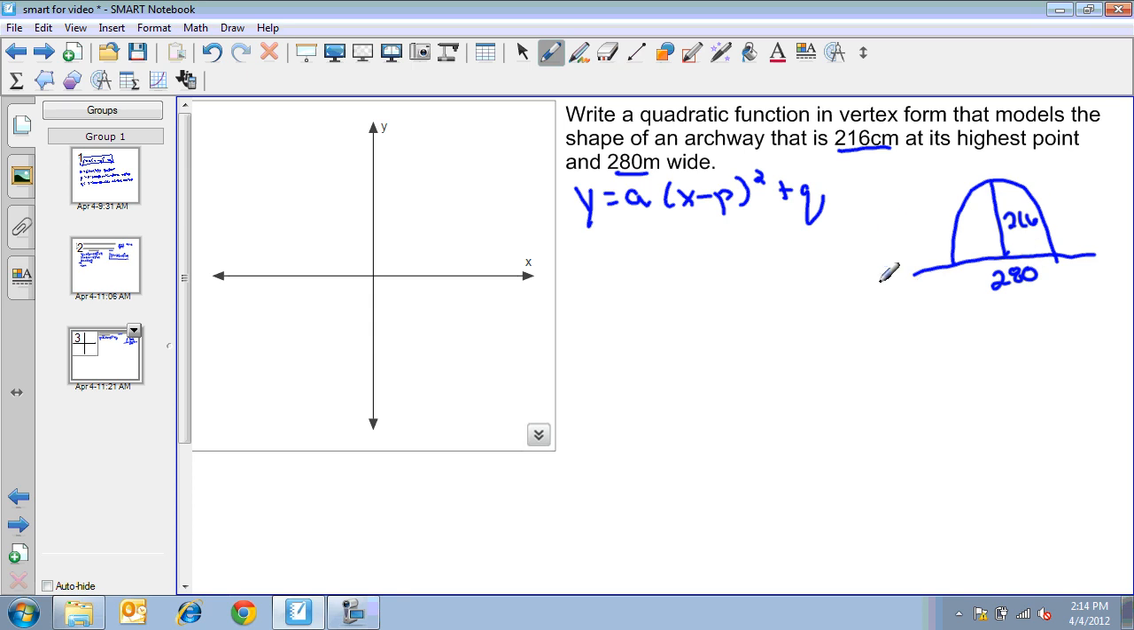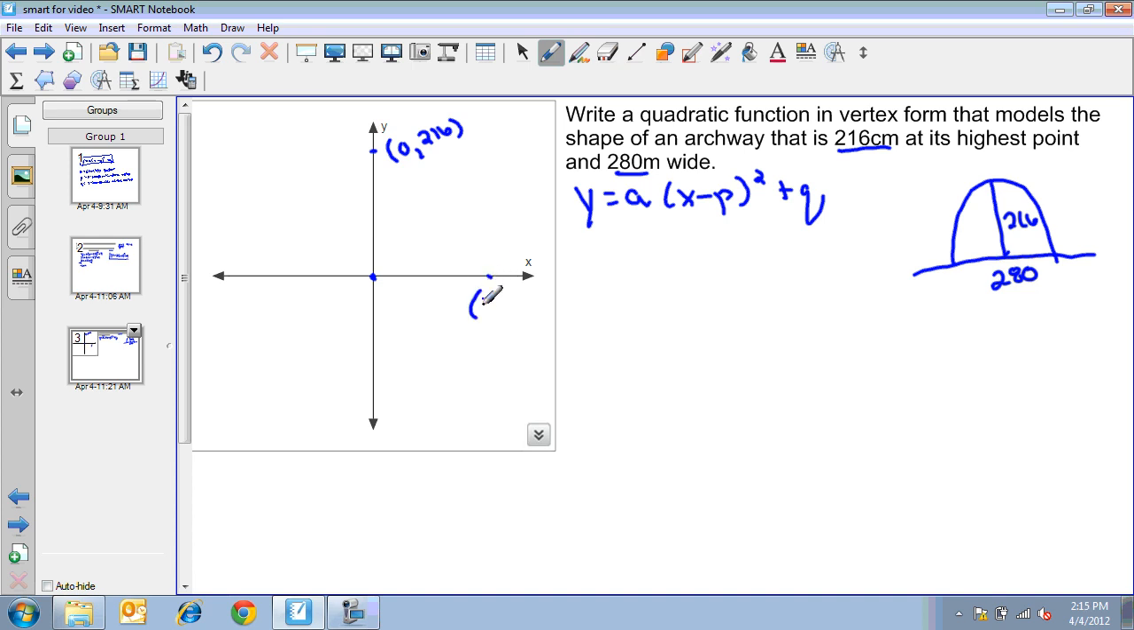Now we're going to transfer our diagram onto a graph. If we say that the center of the archway is right at the origin, this would be on the ground, right in the middle of the archway. The top of the arch would have a coordinate of 0 and 216. The vertical height is our y value. If we're 280 meters wide, that means from the middle to each side will be a distance of 140.